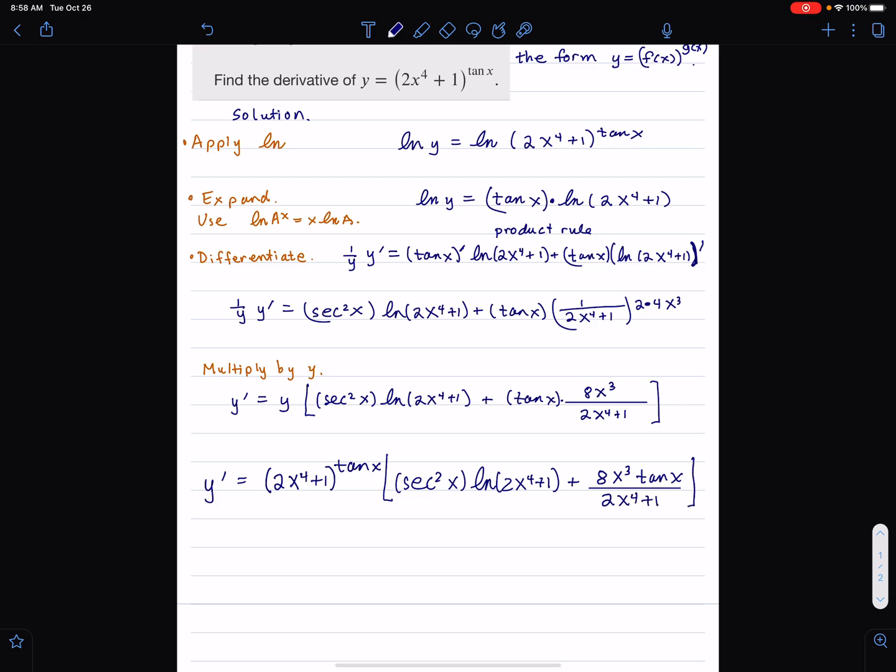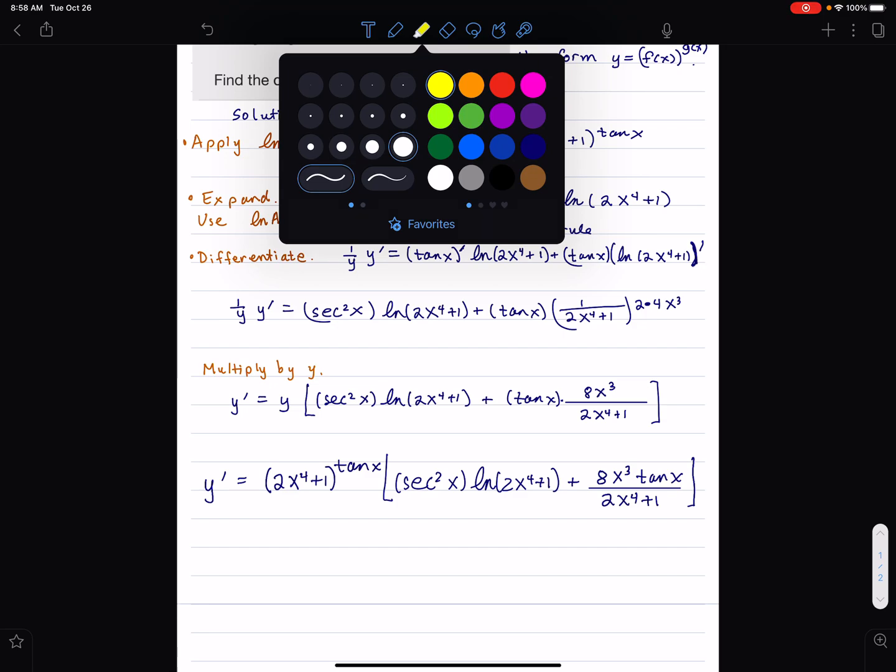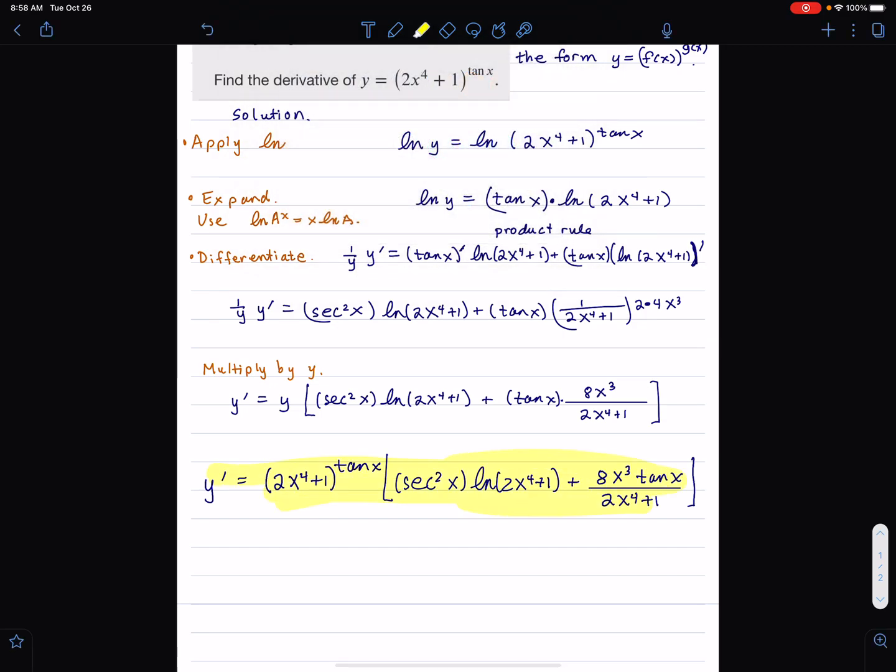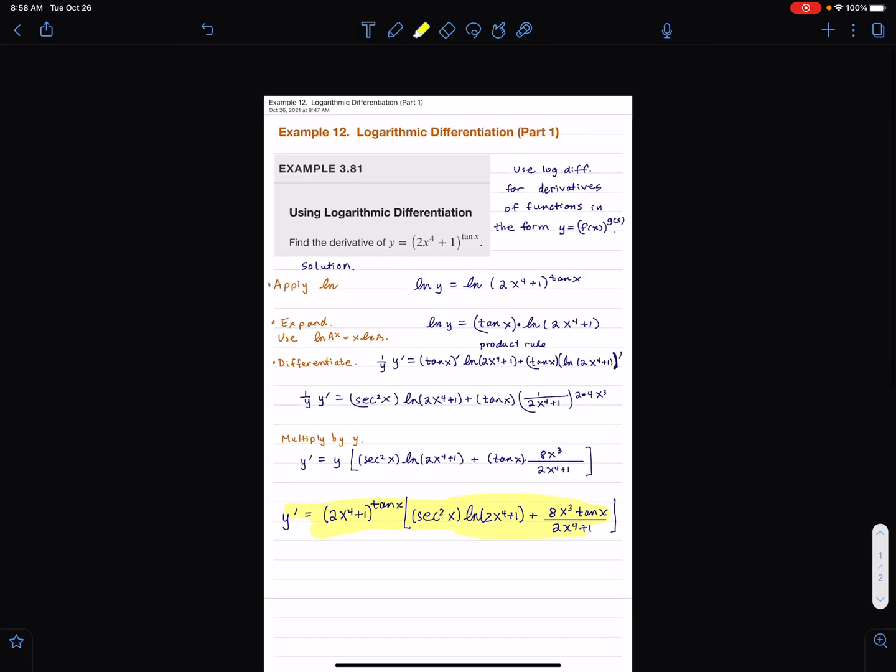That's just a style choice and also a space choice, how much space I have, whether you want to take that tan x and put it in the numerator of the fraction. Same thing, right?